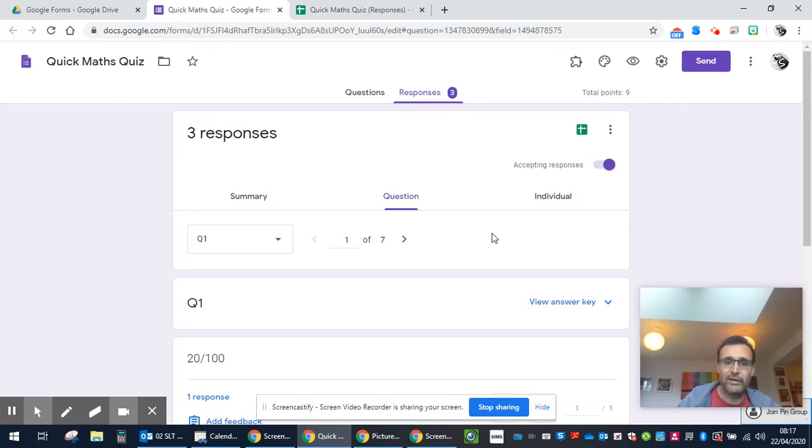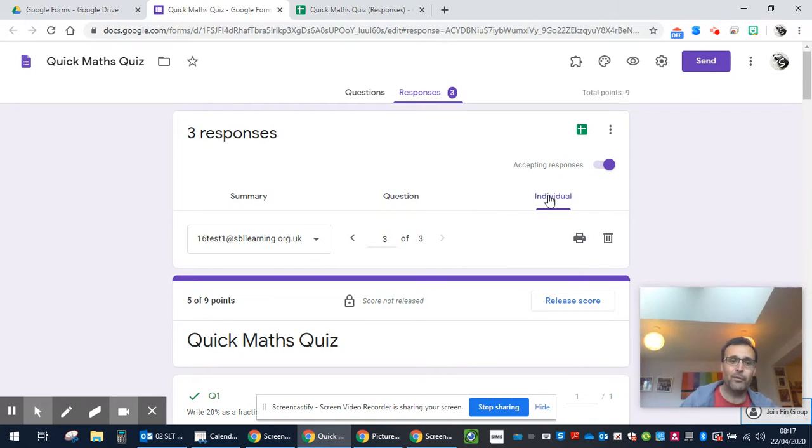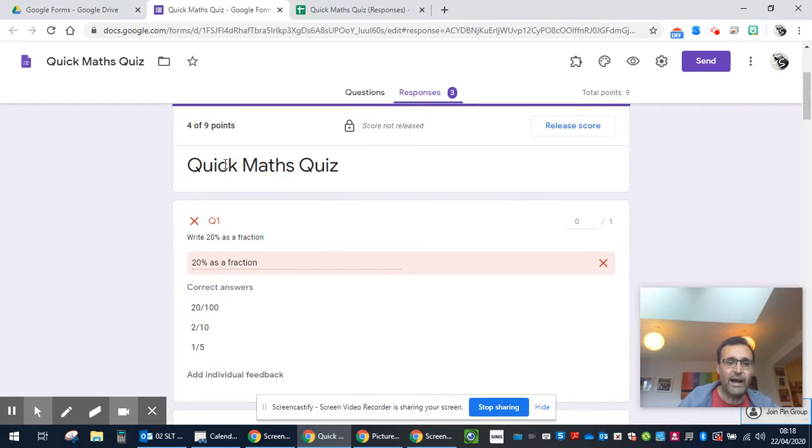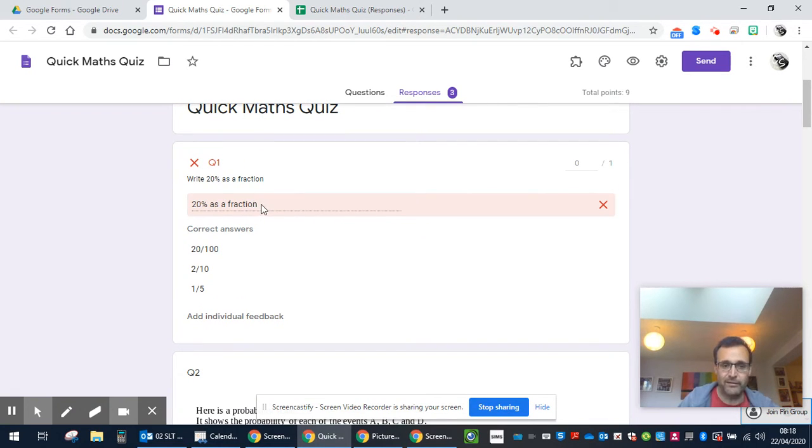Now, what I'm going to do is take you through how to return the scores to the students and how to get some feedback. So I'm going to do it 1 student at a time, like I would be marking. I'm going to start with response 1, just because it's a good way to stay organized. So this is student 15 test, and they've written 20% as a fraction. For my answer is write 20% as a fraction.